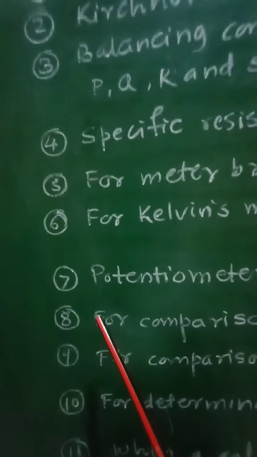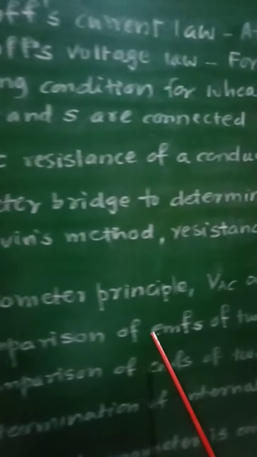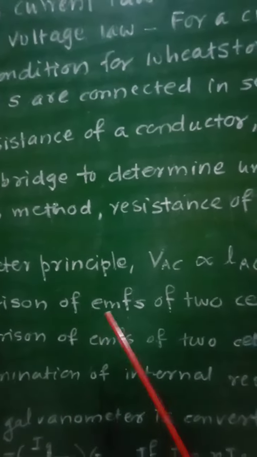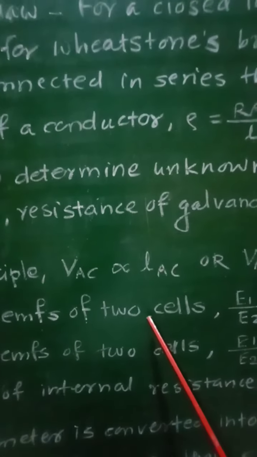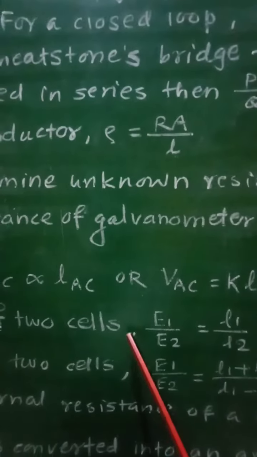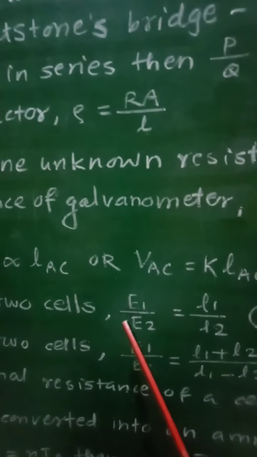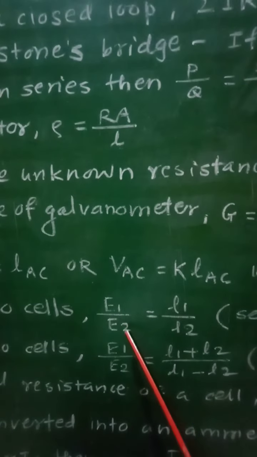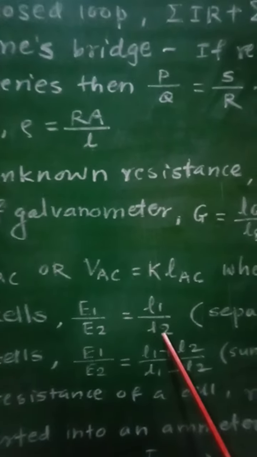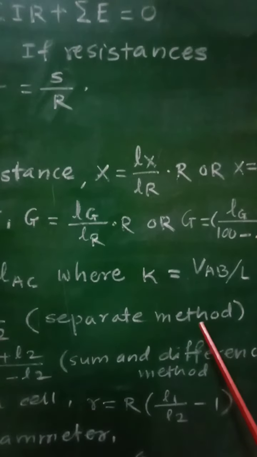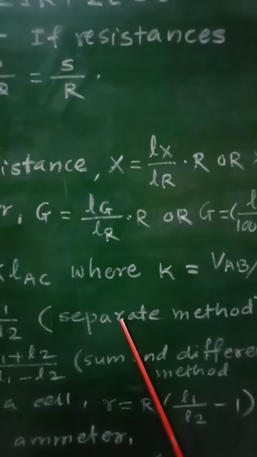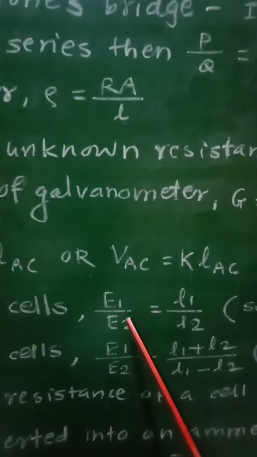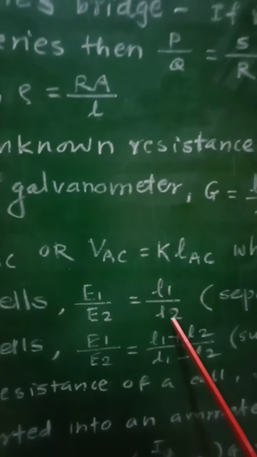Then eighth formula is for comparison of EMFs of two given cells. The EMFs of two given cells having their EMFs E1 and E2 will be compared by using potentiometer, and the formula is E1 by E2 equal to L1 by L2. This is for the separate or individual method, that is when the cells are connected separately in the circuit. At that time E1 by E2 equal to L1 by L2.